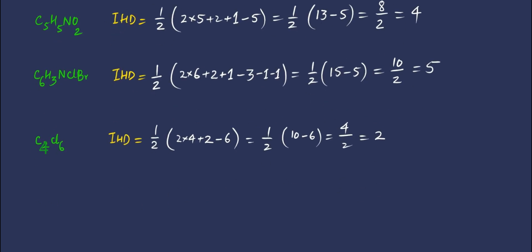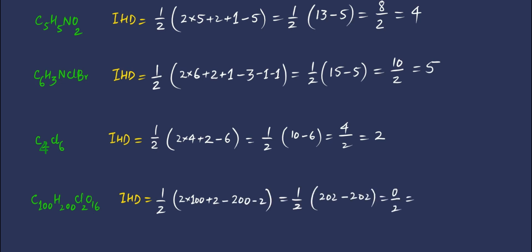For C100H200Cl2O16, IHD equals half of 2 times 100C plus 2 minus 200H minus 2 chlorine, which comes to 0, thus this is saturated.